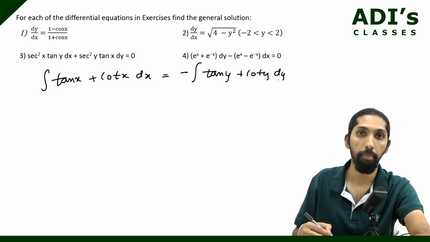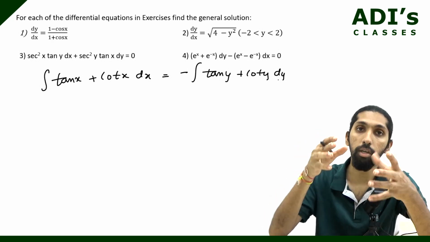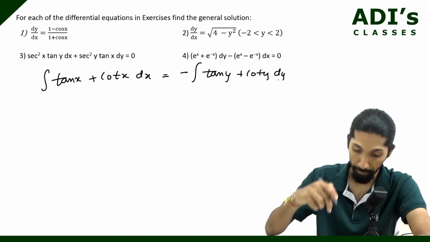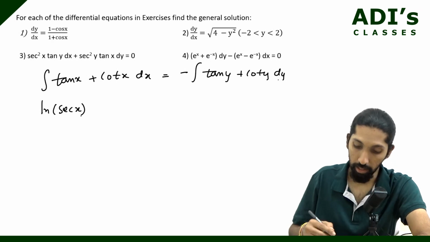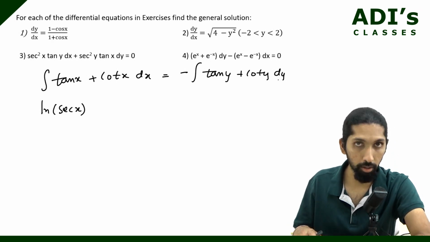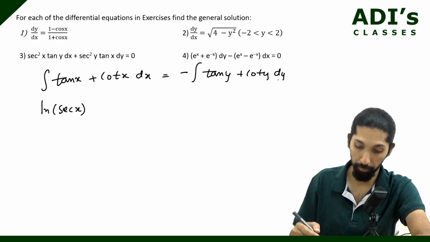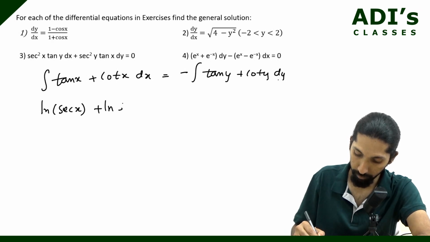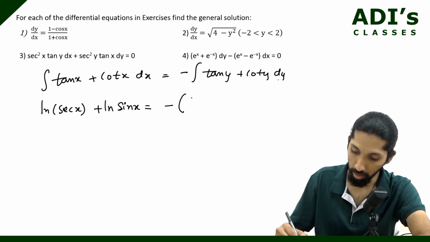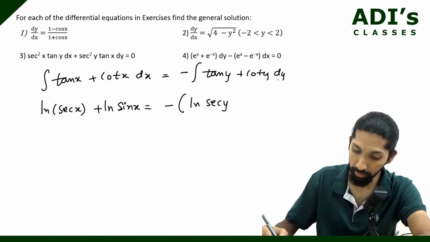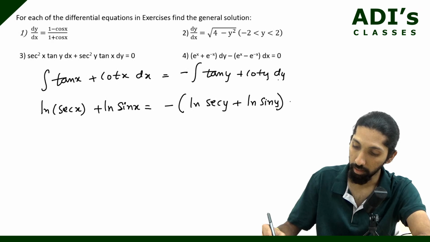dy. Correct? What is integral of tan x? Minus log of cos x. Or you can also call it as log of secant x. So we have log of secant x, and what is integration of cot x? Log of sin x plus log of sin x minus log of secant y plus log of sin y plus c.